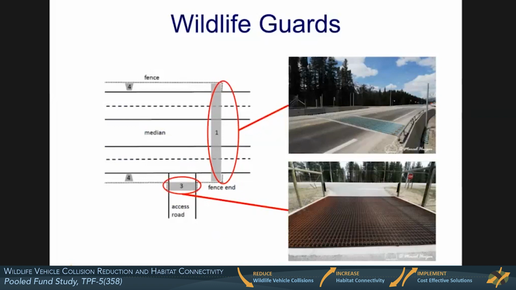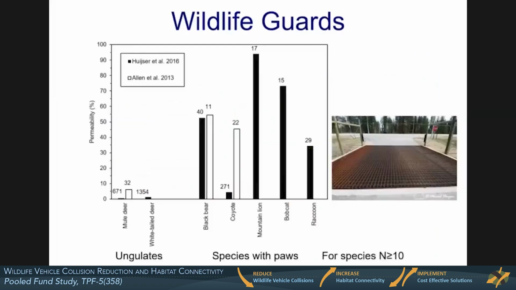In some cases, wildlife guards, similar to cattle guards, have been implemented in the travel lanes of the main highway, as is shown in the image on the upper right. And in other cases, we have to deal with access roads that may also have wildlife guards. Now, what do we know about the effectiveness of these wildlife guards in keeping wildlife out of the road corridor?